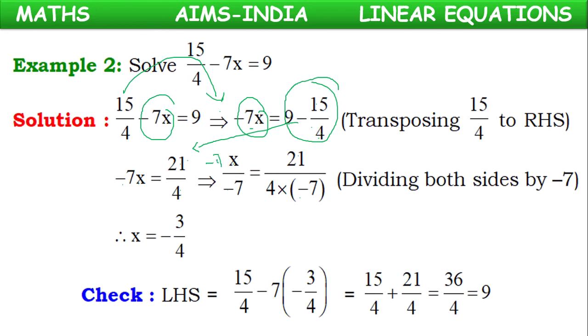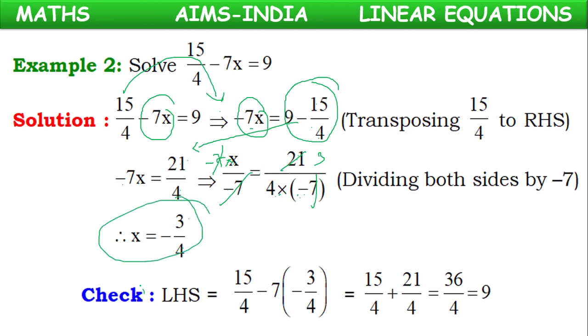So minus 7x, here 7 should be there. Minus 7 gets cancelled. X equal to 21 by 4 into minus 7. 7 3s are 21. But minus always to be kept in the numerator. So minus 3 by 4 is the answer.